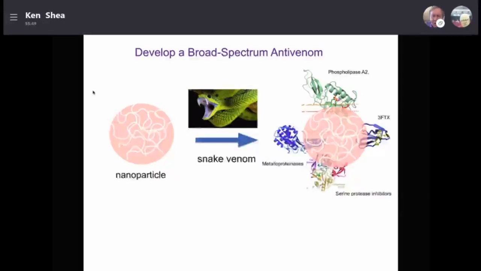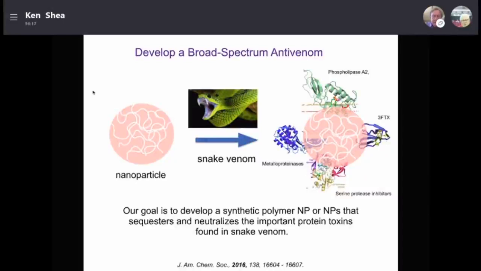That is to say, there are antibodies that work against snake venom. But those antibodies suffer from some limitations. And in this particular problem of neutralizing snake venom, there are special complications that make traditional antibody solutions less than perfect. So our goal is to develop a synthetic polymer nanoparticle or nanoparticles that are capable of sequestering and neutralizing the important protein toxins that are found in snake venom.